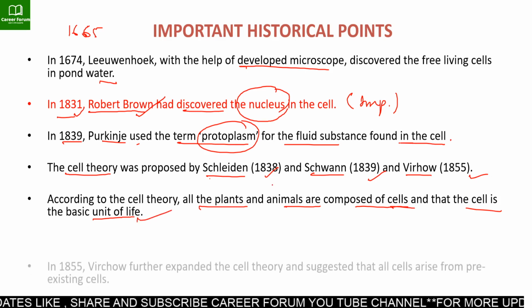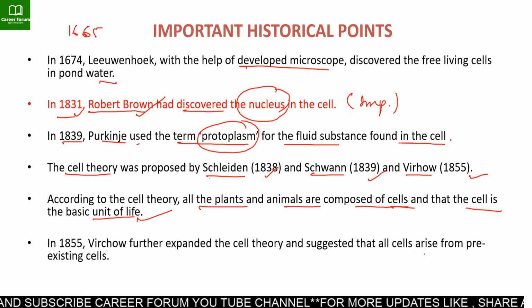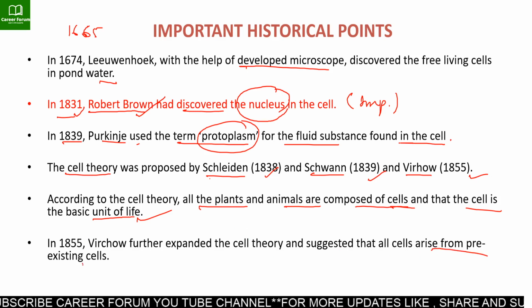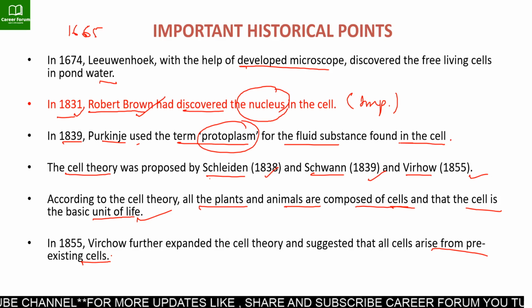Okay. The second point is, in 1855, Virchow further expanded the cell theory and suggested that all cells arise from pre-existing cells. They all have their existence from already existing cells. And also, the life functions of organisms occur within the cell. So these were the 3 points in the cell theory.